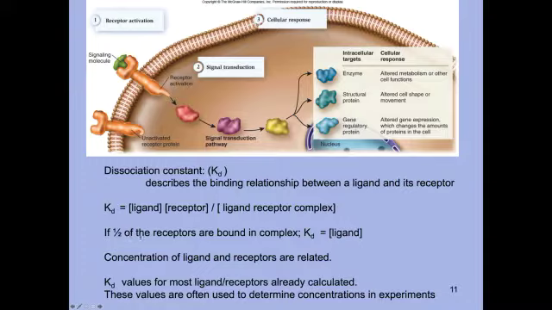So if half of the receptors of a cell are bound and are in complex, then the KD is going to equal the concentration of the ligand. So in this case, what we're trying to show you is that the concentration of ligand and receptor is related. They are kind of codependent on each other here. The KD values for most ligands and receptors are already calculated, but they sometimes are used to determine different concentrations in experiments.